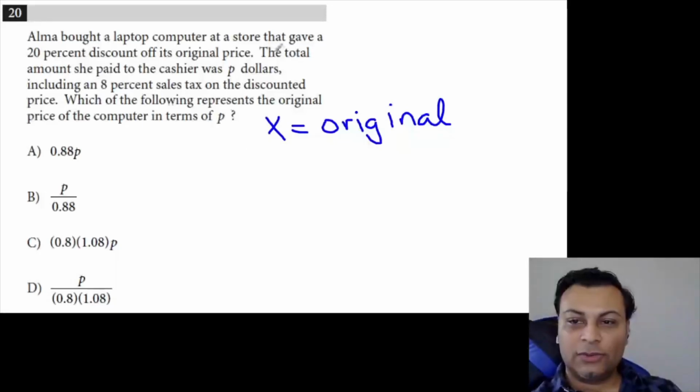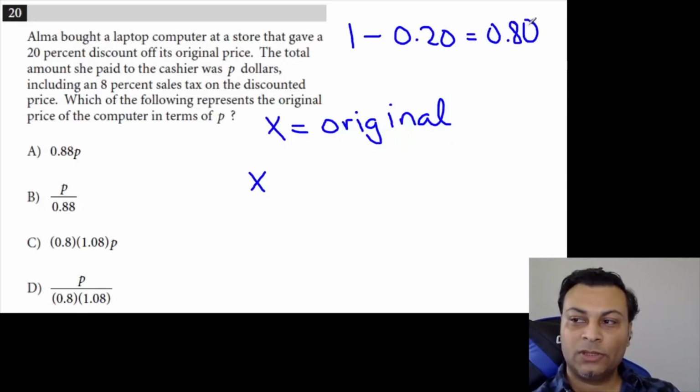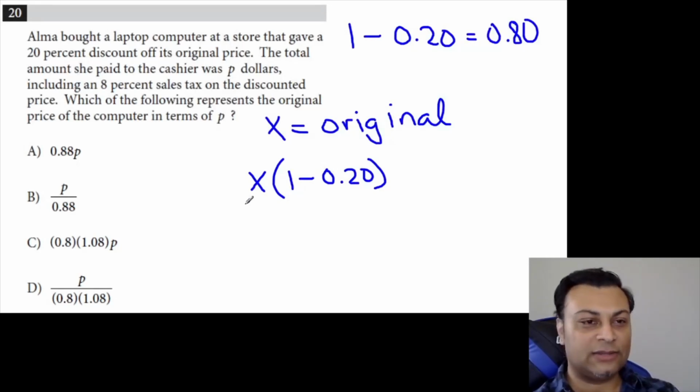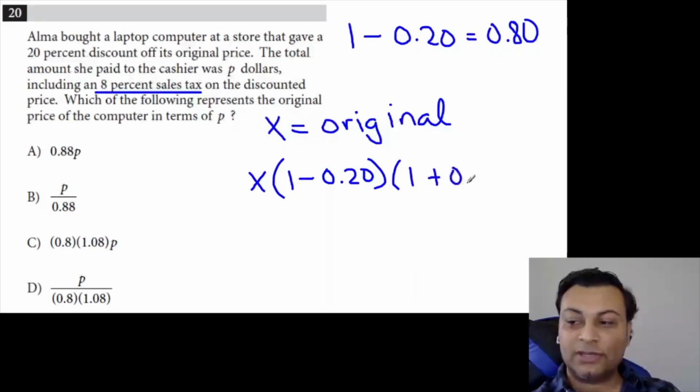Now, the store gave her a 20% discount. So 1 minus a 20% discount would still leave you with 80%. Let me write down the entire 1 minus 20%. So far, her item has been discounted by 20%. After that, she pays an 8% tax. So she has to take that and multiply all that by 1 plus 8% to pay an 8% tax. And this is what she ends up paying. Well, she ends up paying P, doesn't she? So let's put that equal to P.